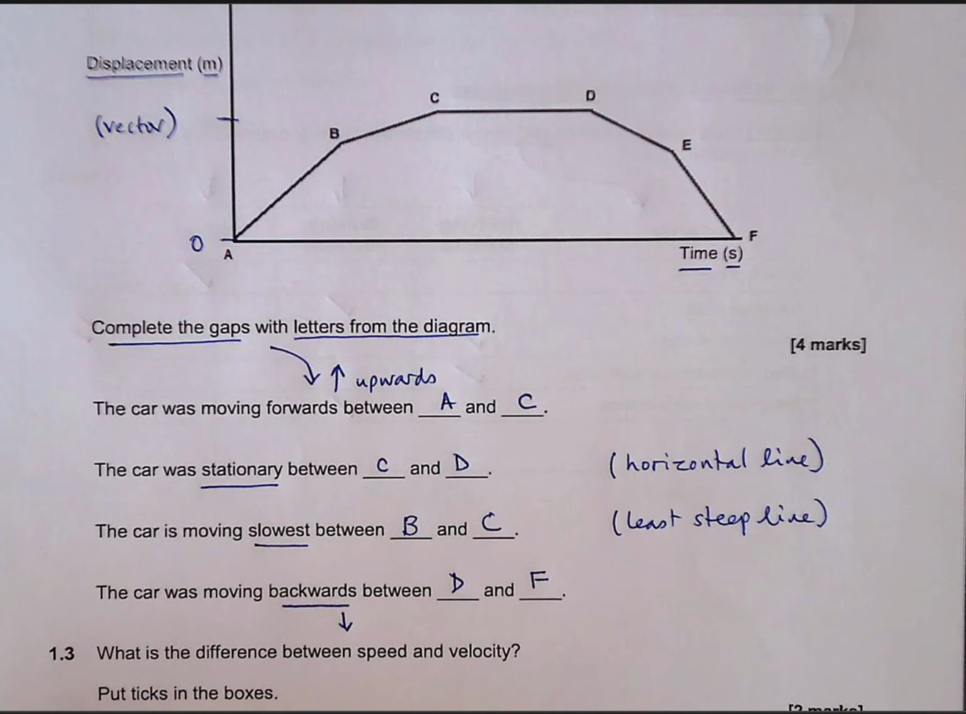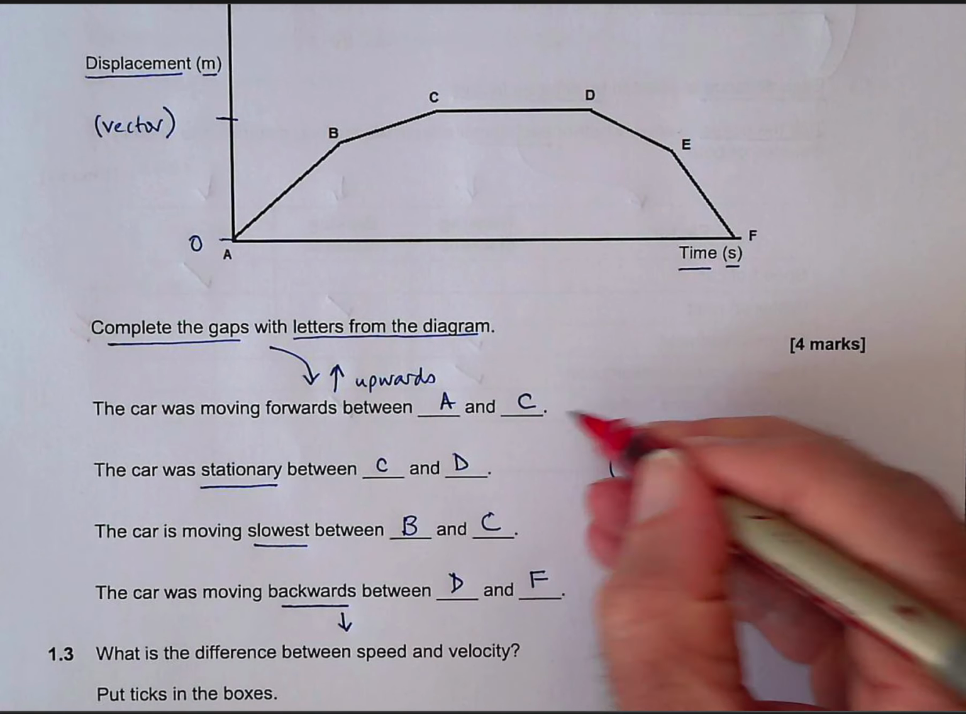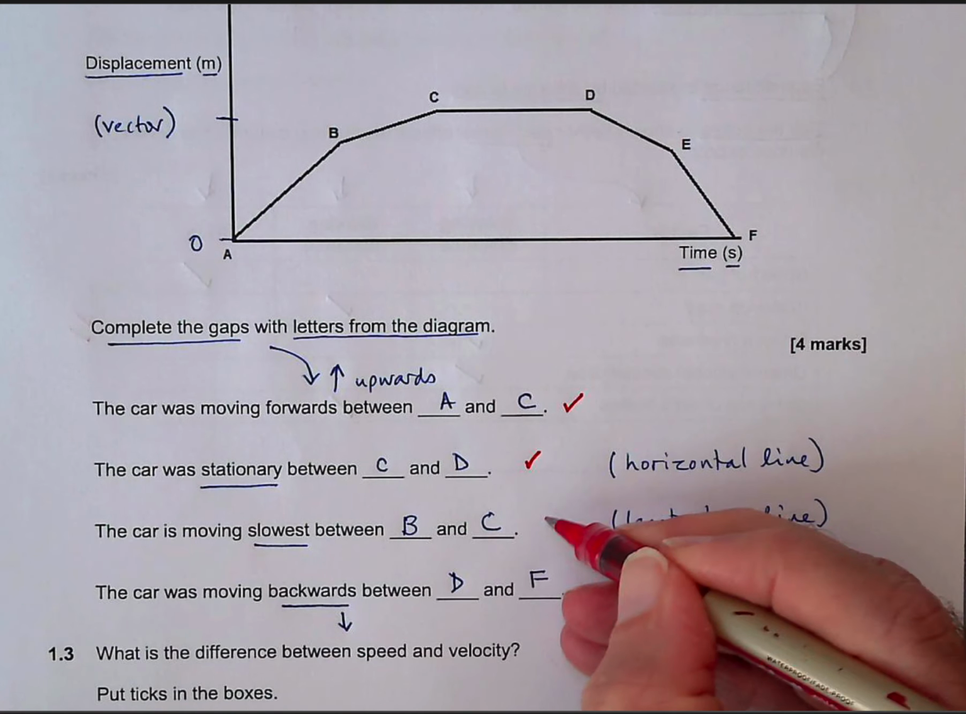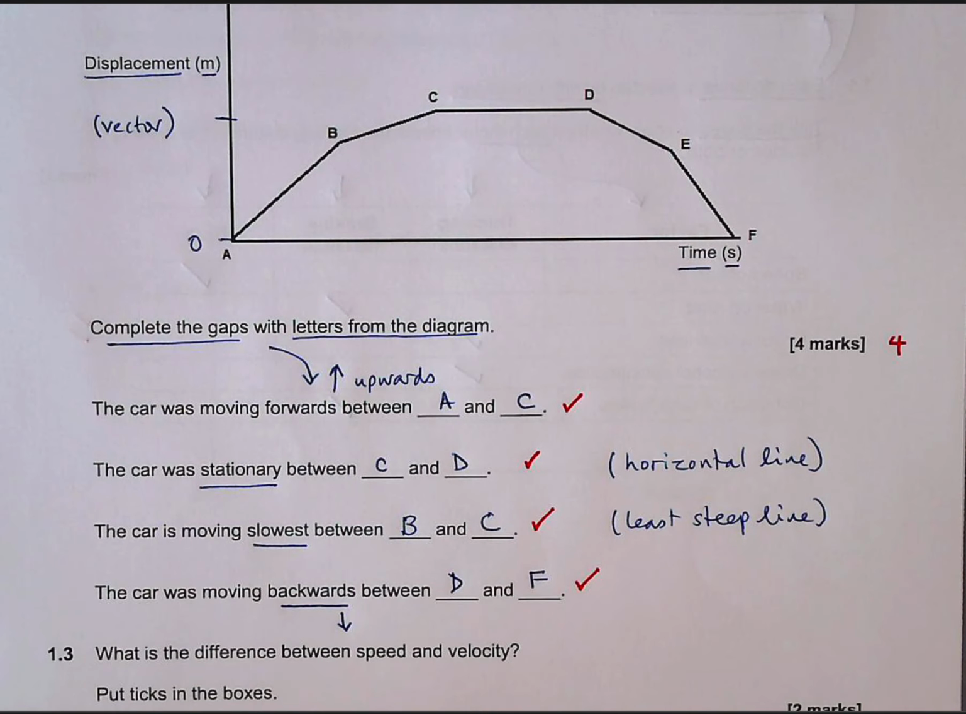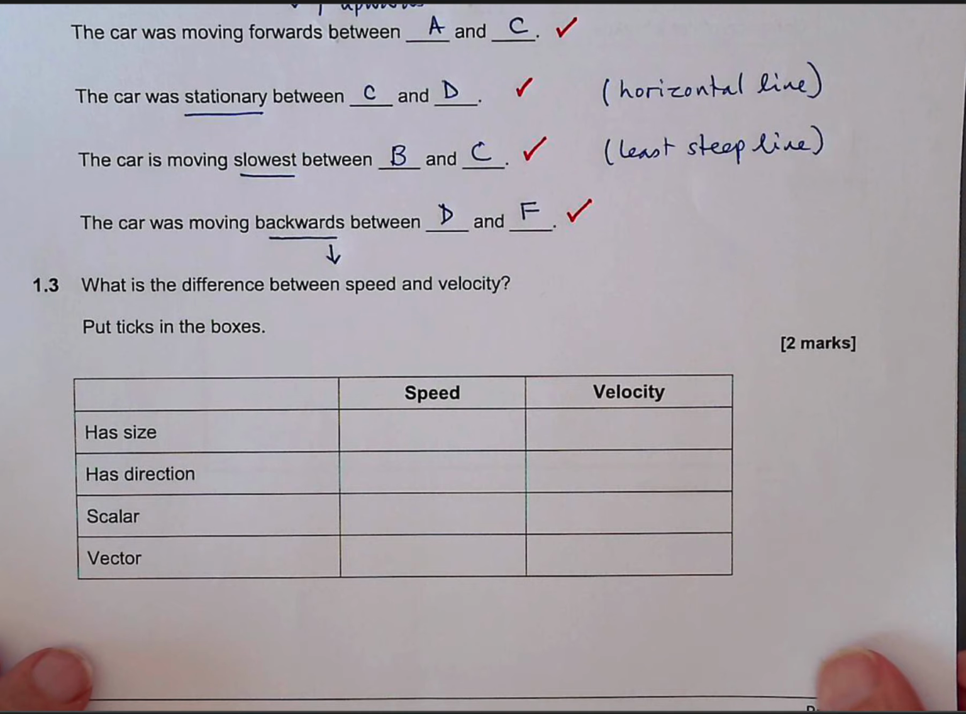So they're the 4 marks for the first part of this question. Just get my red pen out. So you get 1 for A and C, 1 for C and D, 1 for B and C, and there's your 4 marks. Okay, the question then goes on to 1.3. Just move the paper so you can see it clearly.